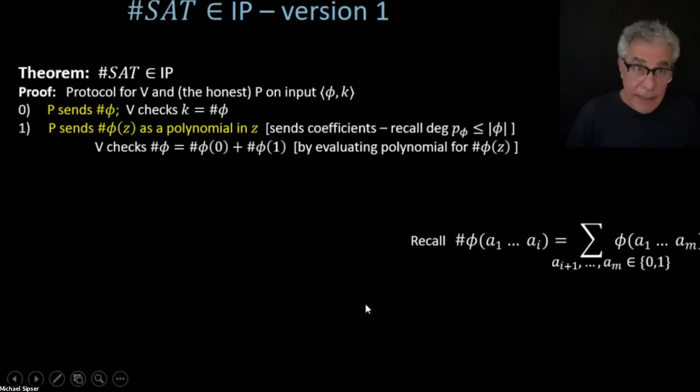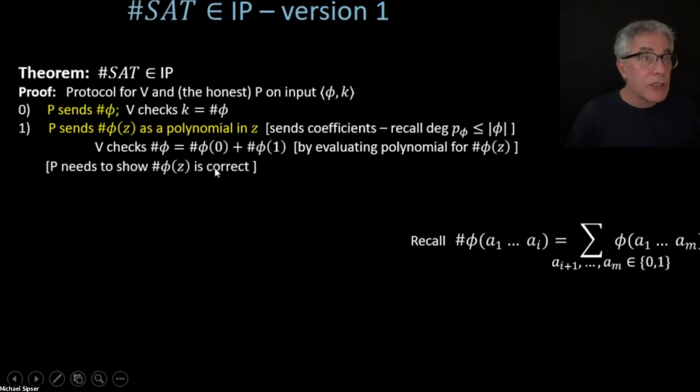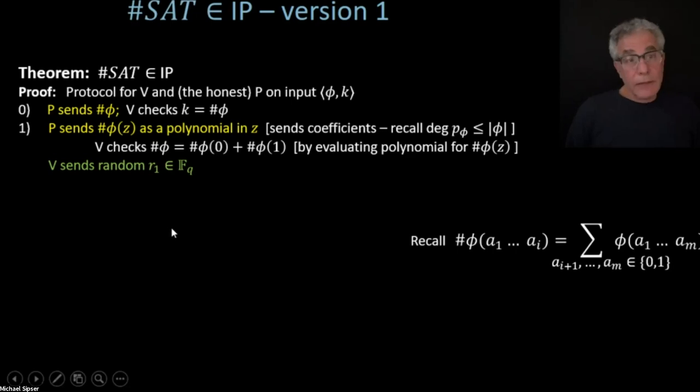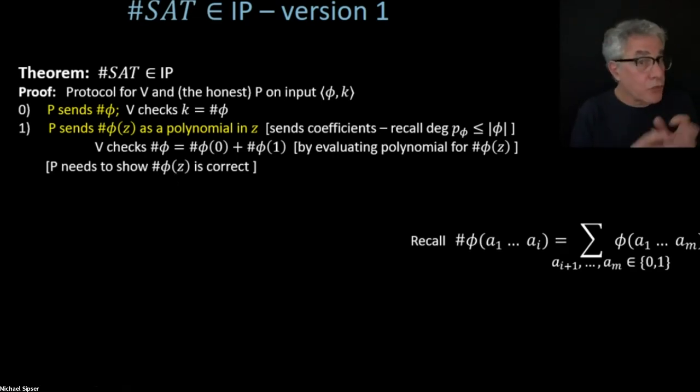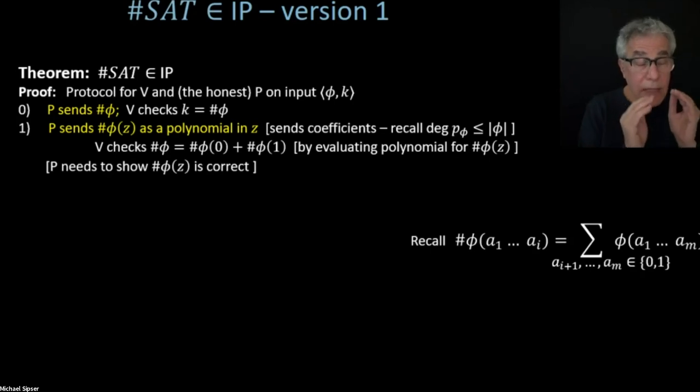So here is the next idea. The prover needs to show that phi of z is correct. Even before we do that, phi of z is going to be some polynomial. Now, the prover may be lying, may be sending the wrong polynomial. How does the prover convince the verifier that the polynomial is the right polynomial? Well, that seems like a tough job.